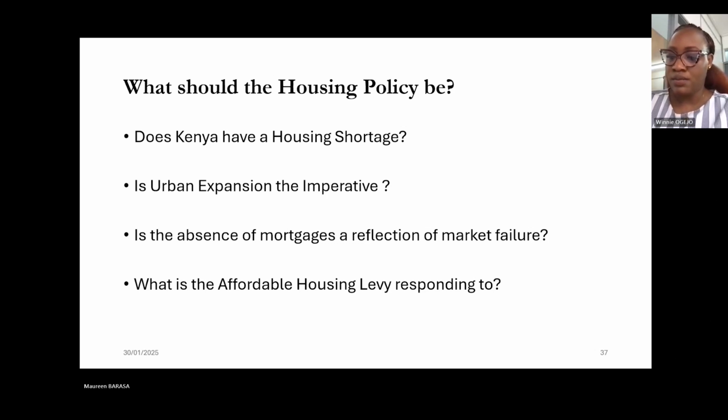Because when you're looking at materials, it's properly privatized in Kenya. It's not something that you can control. So I think that's just something that I was pondering on.